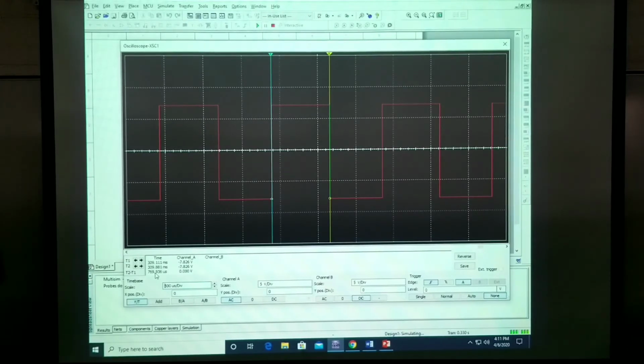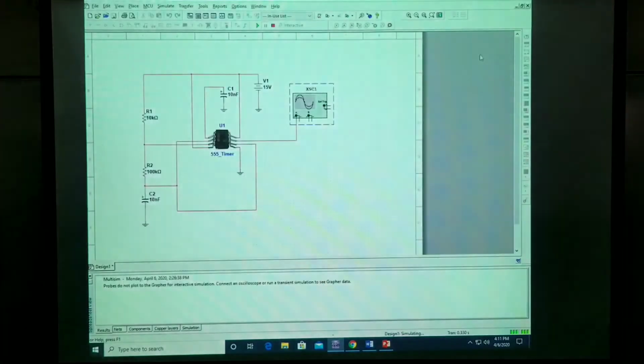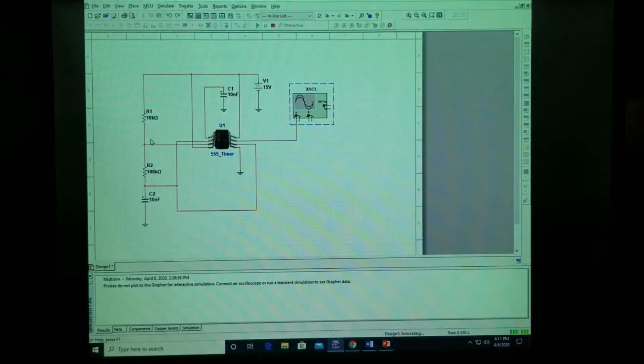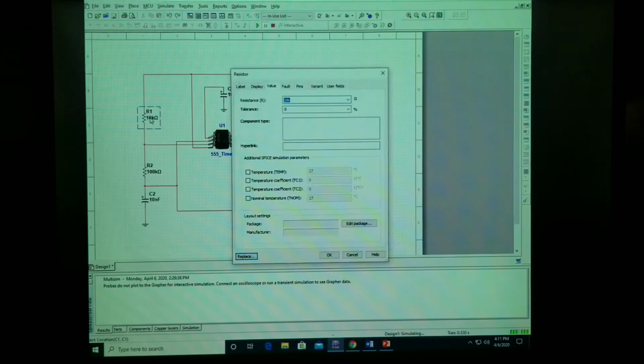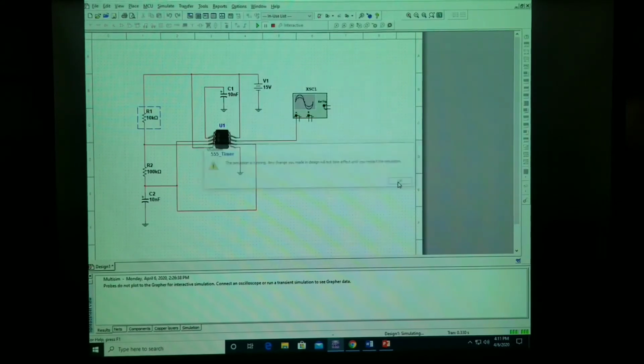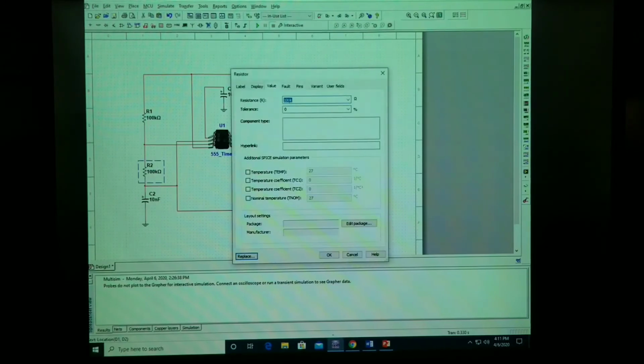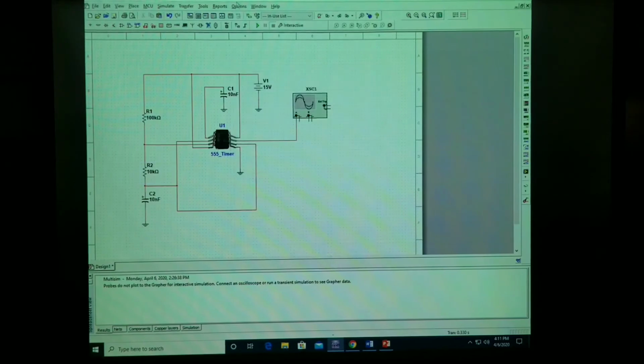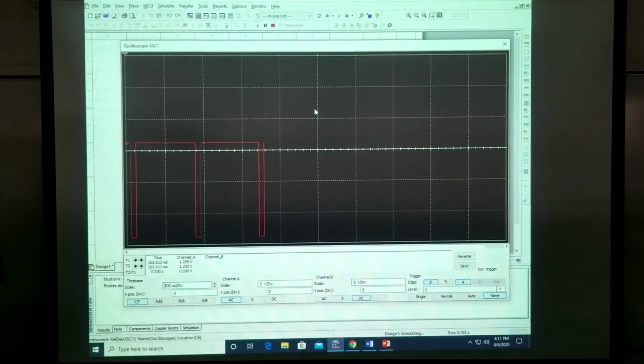Now we're going to go through and do it with the other two sets of resistors. So we're going to change resistor A to 100 kiloohms. Got to turn off the simulation. And set resistor B to 10 k ohm. Fire this up. See what our oscope is showing us.